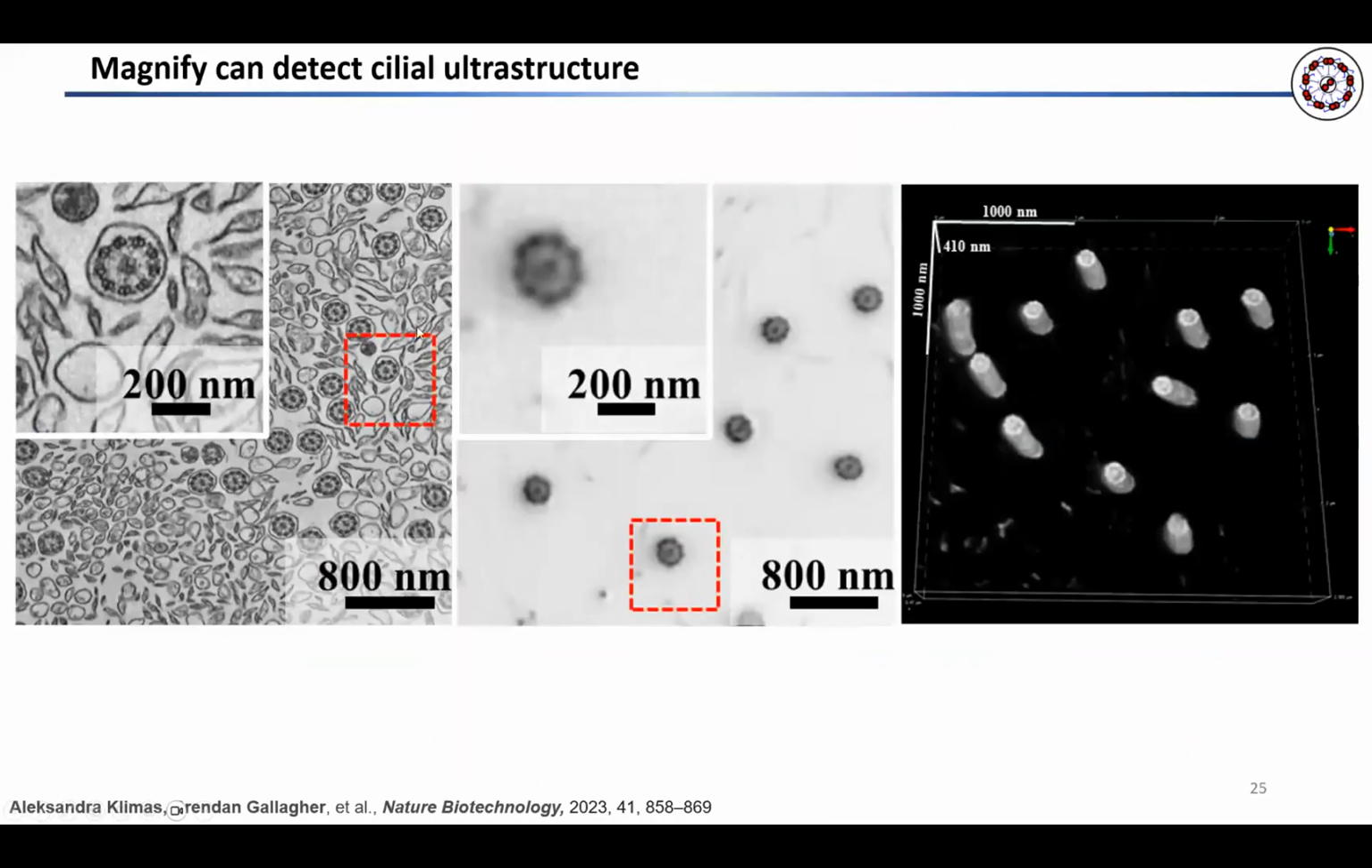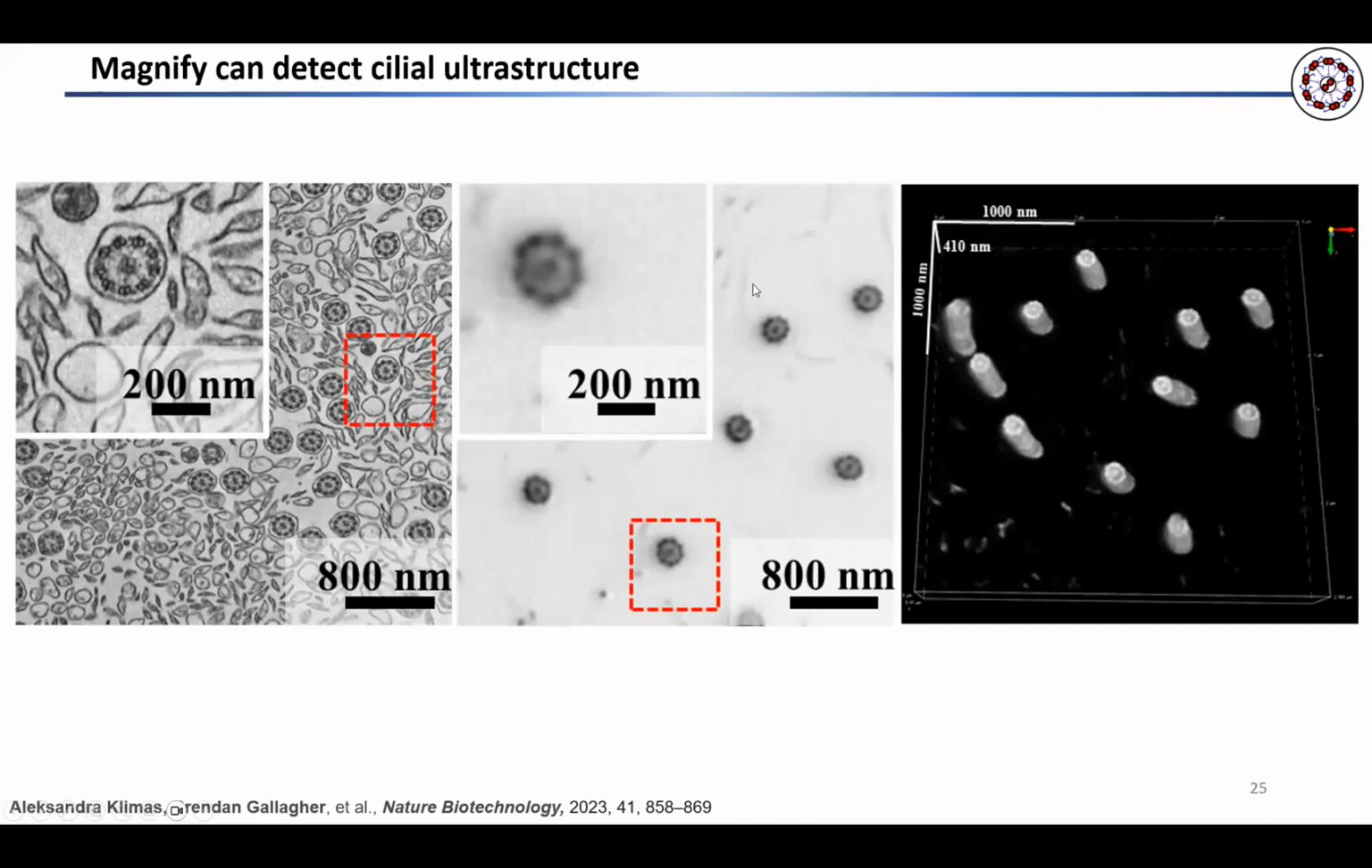And also, if you combine with some computational approach, you will even be able to boost the resolution a little bit further, pushing it into a 15 nanometer regime. In that case, you will be able to see, for example, ciliary structure. Like on the left side, this is the EM images of the cilia from the same lung organoid that I just talked about. And in the middle, using Magnify, you will be able to see the same cilia. We can see the microtubule bundles, the nine-fold symmetry, as well as the centriole area with the structure.